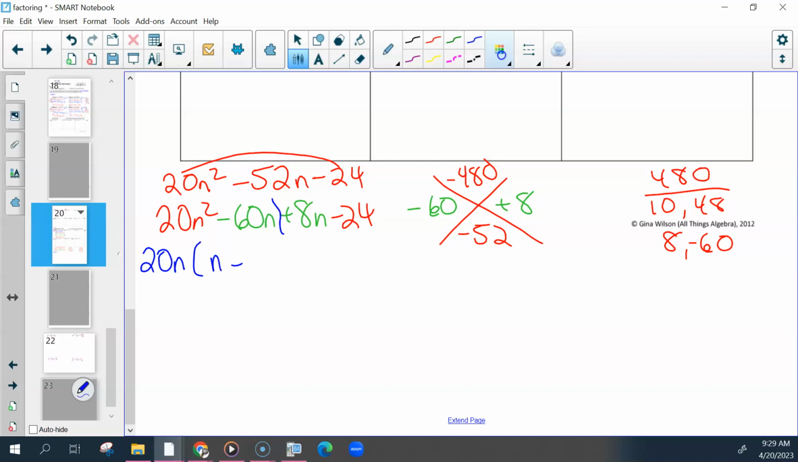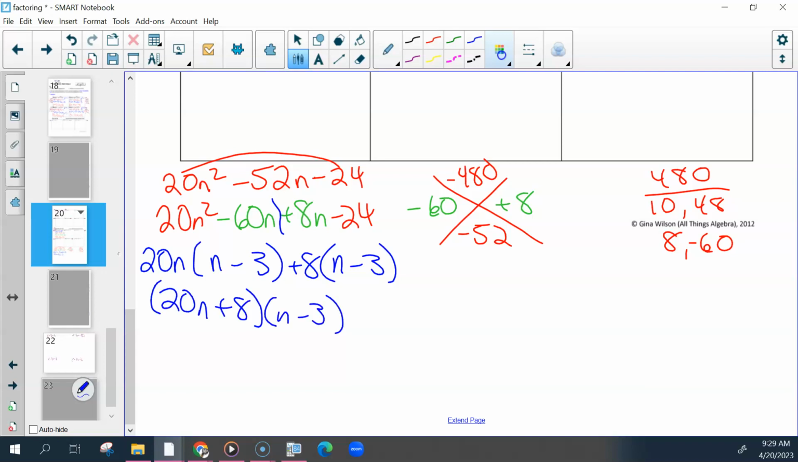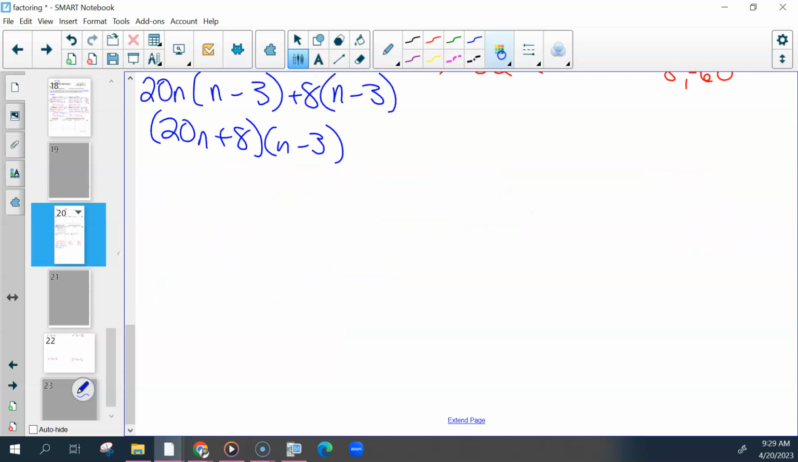n minus, not 30, but 3. And what could we divide out of these two? 8, positive 8, which would leave us with 20n plus 8 and n minus 3. The n minus 3 cannot be broken down, but this can. What else can we divide out of that? 4, which is where that GCF comes in. What would be left?